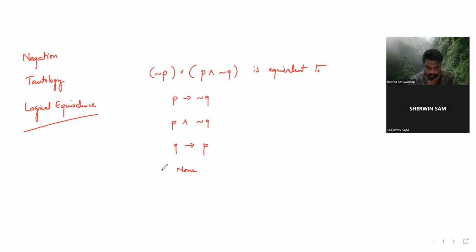Take P is true and Q is true. So negation of P will be false and negation of Q will be false. Take P is true and Q is false. This will be false and negation of Q will be true. P is false, Q is true. So this will be true and false. Both are false, so both will be true. Now, I need to find P and negation of Q.